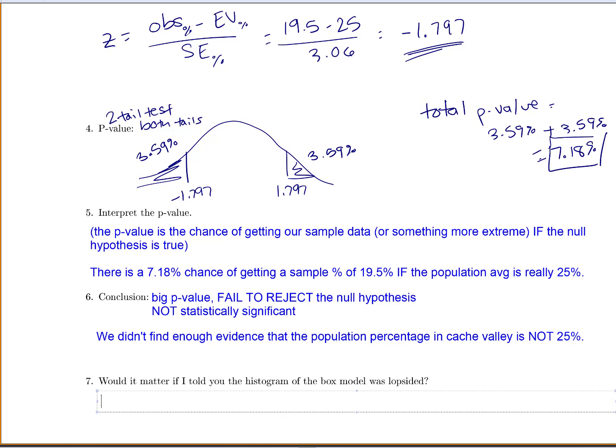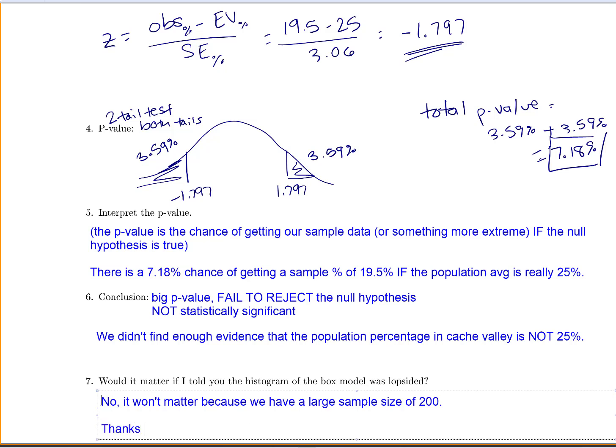Okay. Well, in our case, no, it won't matter because we have a large sample size of 200. Now again, I told you in this class, just assume all of them are large sample sizes. So if it looks like it's kind of big, just assume it's big enough. So basically, thanks to the central limit theorem, we can use the normal curve for percentages if we have a large sample size.